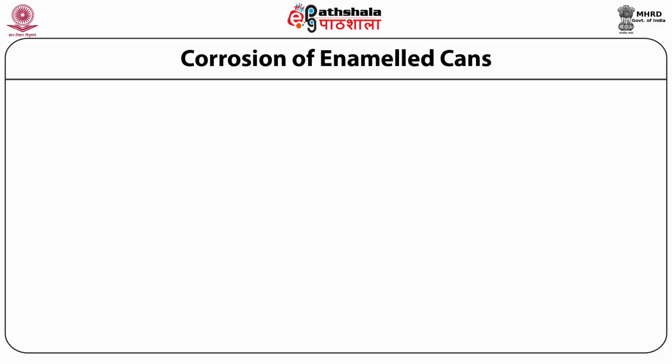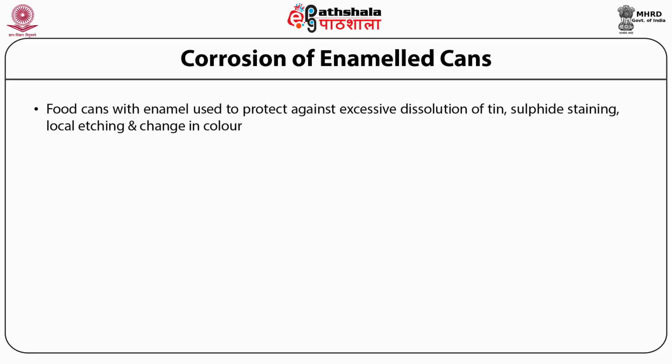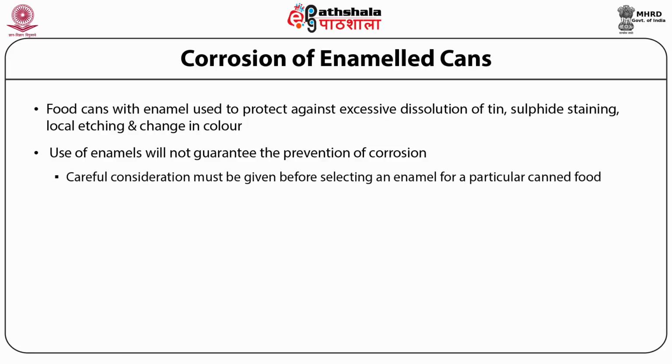Now we will discuss corrosion of enamelled cans. Food cans with enamel or lacquer coatings are used to protect against excessive dissolution of tin, sulfide staining, local etching, and change in color of pigmented products such as berry fruits. However, the use of enamel will not guarantee the prevention of corrosion and in some cases may actually accelerate it. Therefore, careful consideration must be given before selecting an enamel for a particular canned food.